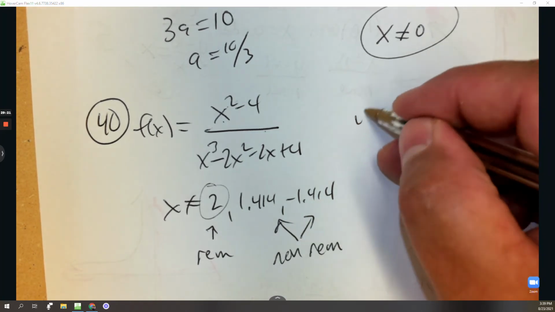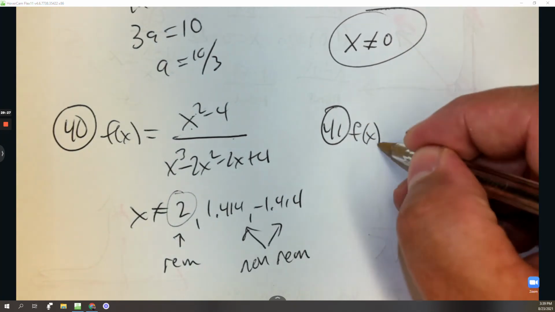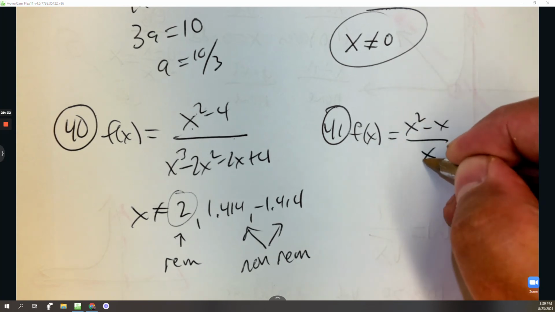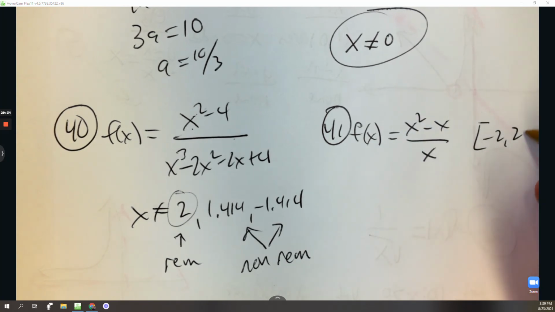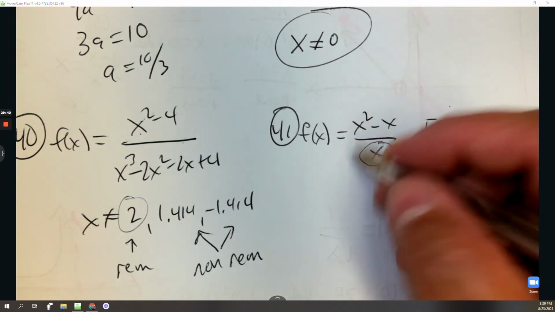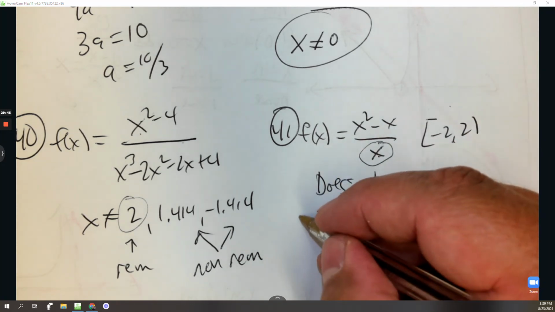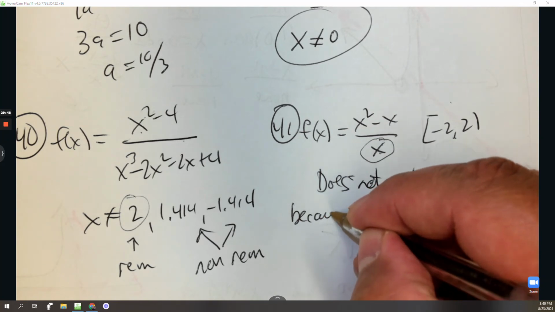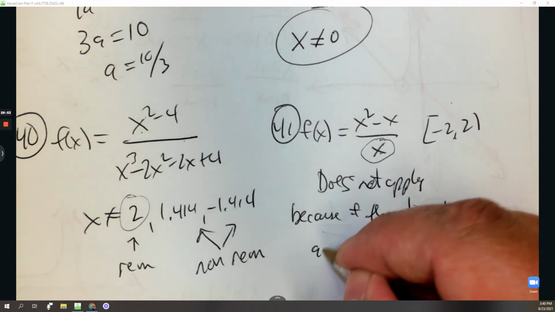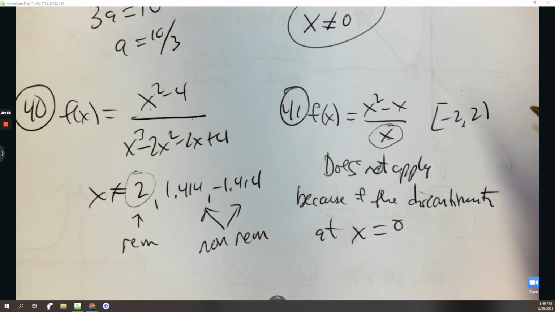Number 41 has to do with the intermediate value theorem. So the first function, 41, the intermediate value theorem, it has to be continuous on the interval to begin with. And so before I do anything else, it's not continuous at 0. It's in the middle of the interval, so it does not apply. Why doesn't it apply? And that's in the middle of your interval. 42.